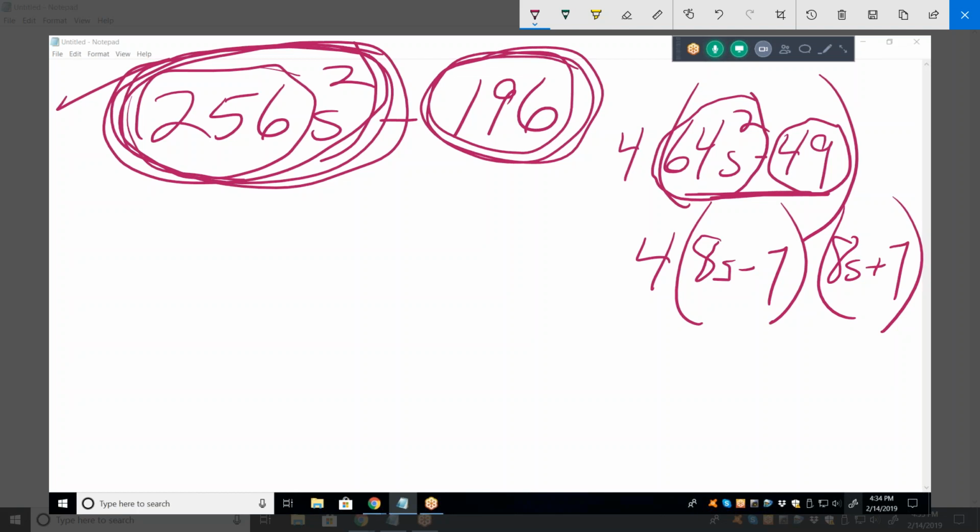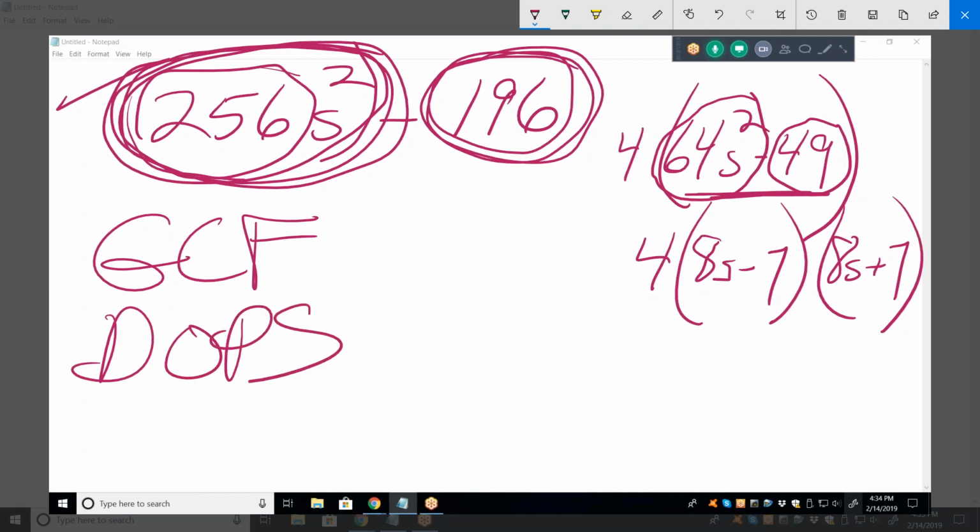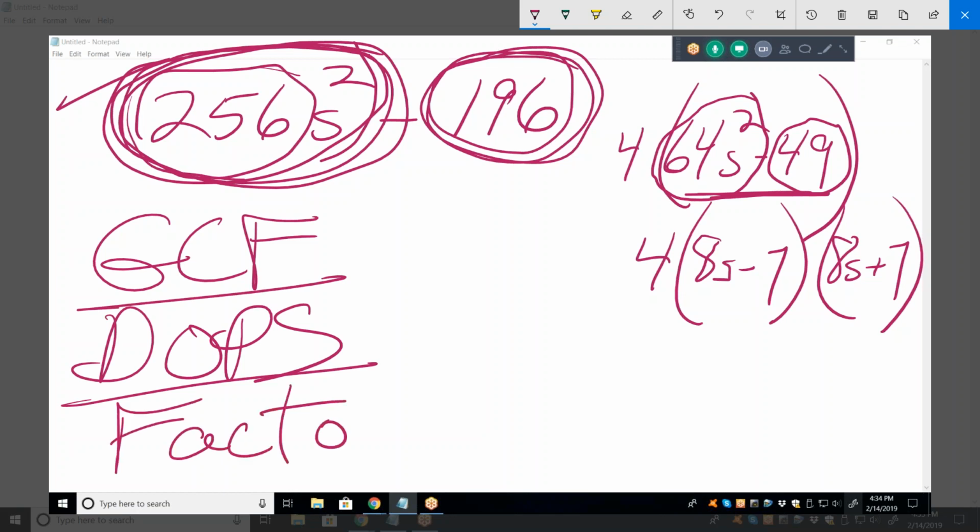So actually, if I would have factored out a 4 before I did anything else, that's actually the easiest way to do it. So it really was greatest common factor first, and that factor was a 4, and then DOPS second, where you look for difference of perfect squares. And you only go to factoring in the third case. In other words, if you can't do a greatest common factor and it's not DOPS, then you do factoring.